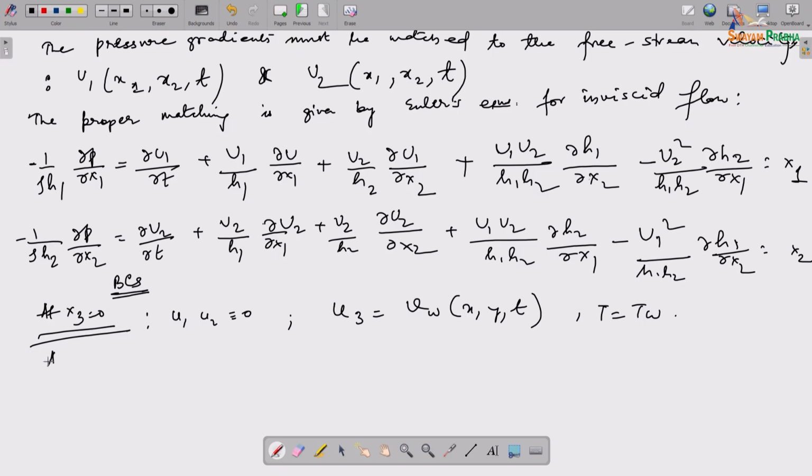Now, at x3 tends to infinity. What does this mean? This means nothing. This means that once we are away from the surface, there is no boundary layer. The boundary layer fades. So then it slowly resembles the free stream around it. That's all it means if you look at it.